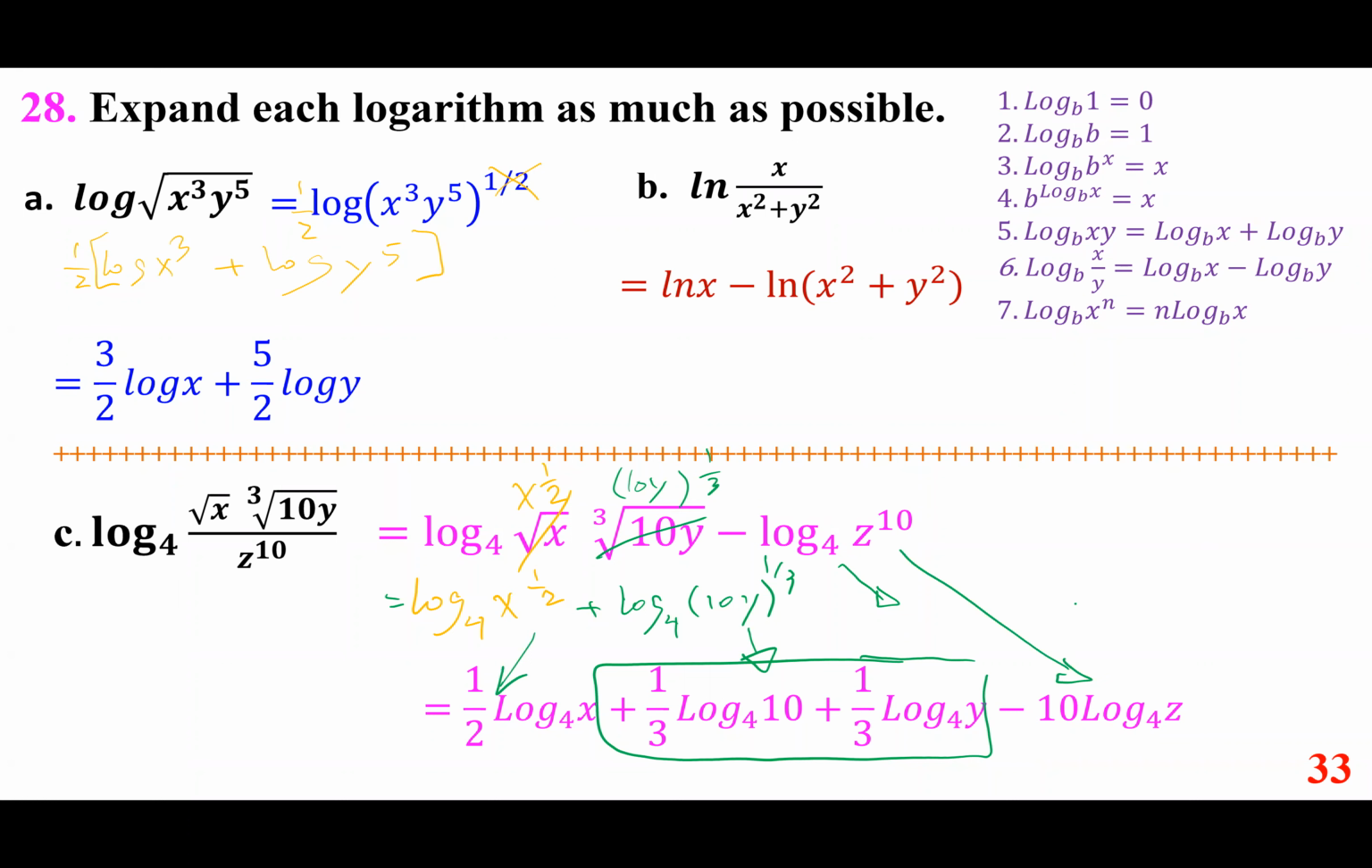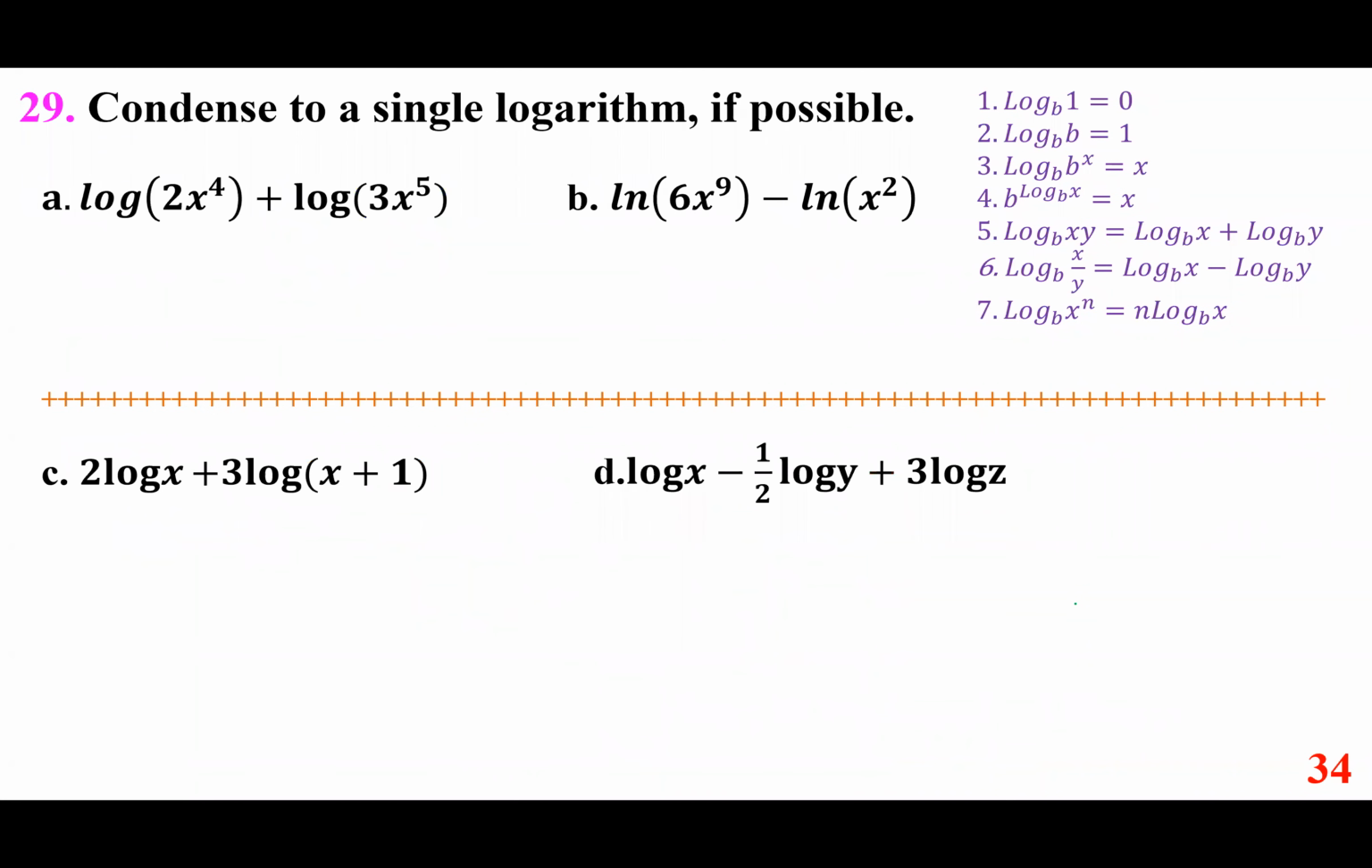That's the final answer. Very straightforward. I hope everybody is comfortable with that. I'm going to go back and put them back together. So in this case, it's log of 2x to the power of 4 times 3x to the power of 5. And it becomes log of 6x to the power of 9. In this case, it becomes ln of 6x to the power of 9 over x squared. So ln of 6x to the power of 7.